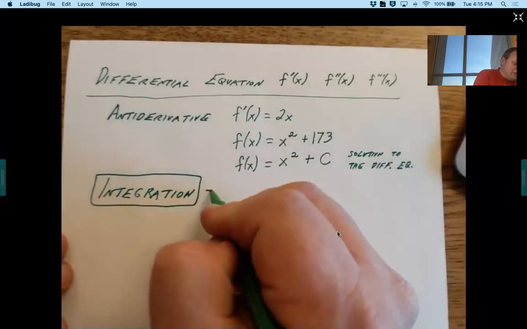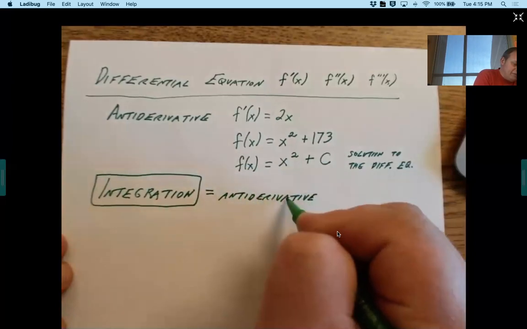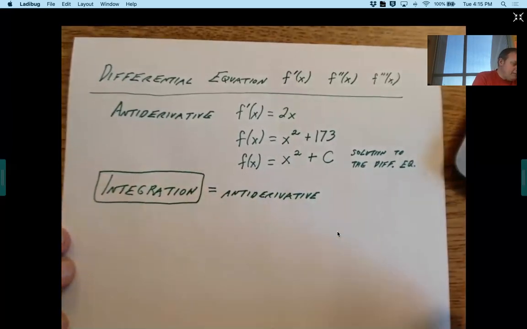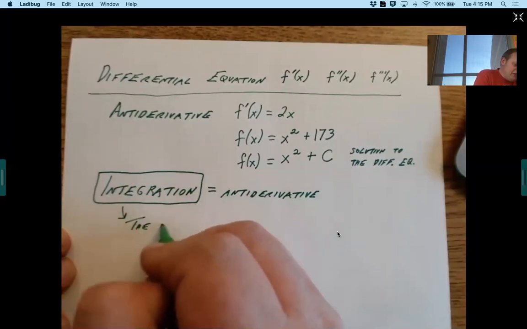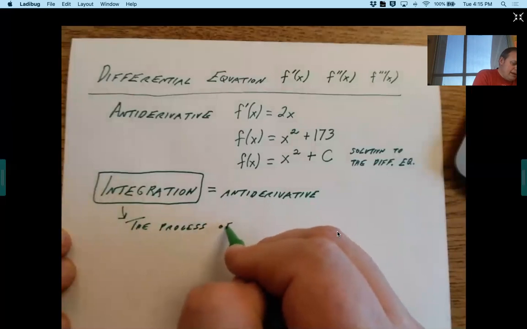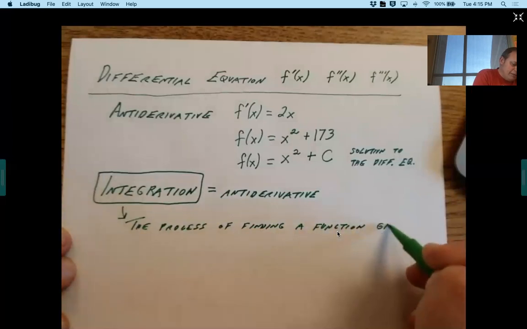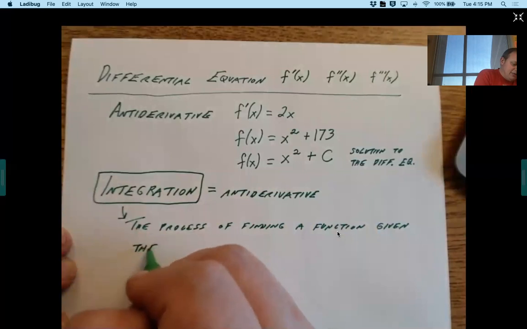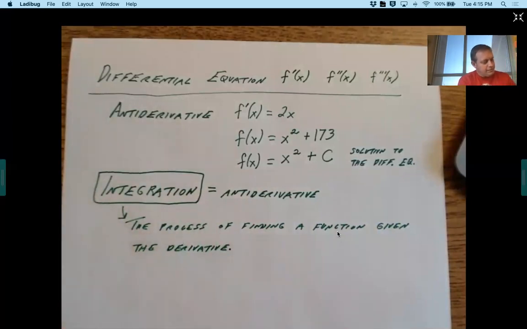So, integration. It's like finding the antiderivative. And I'll define it like this too. It's the process of finding a function for now, given the derivative. Integration, the process of finding a function given the derivative.